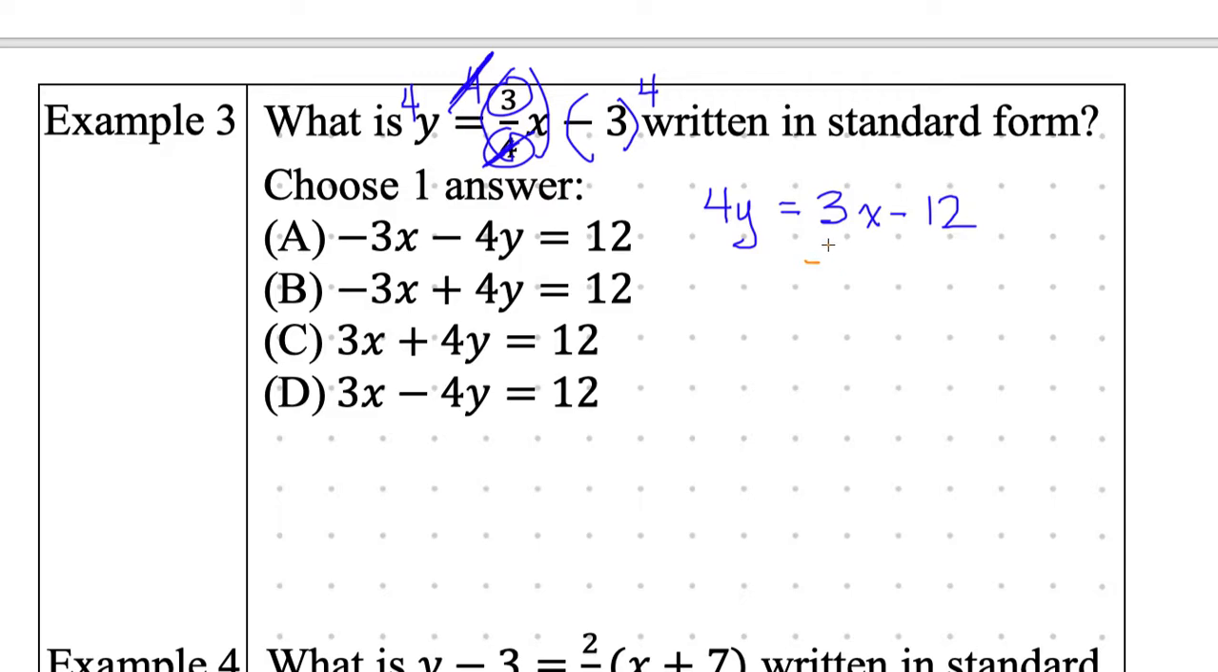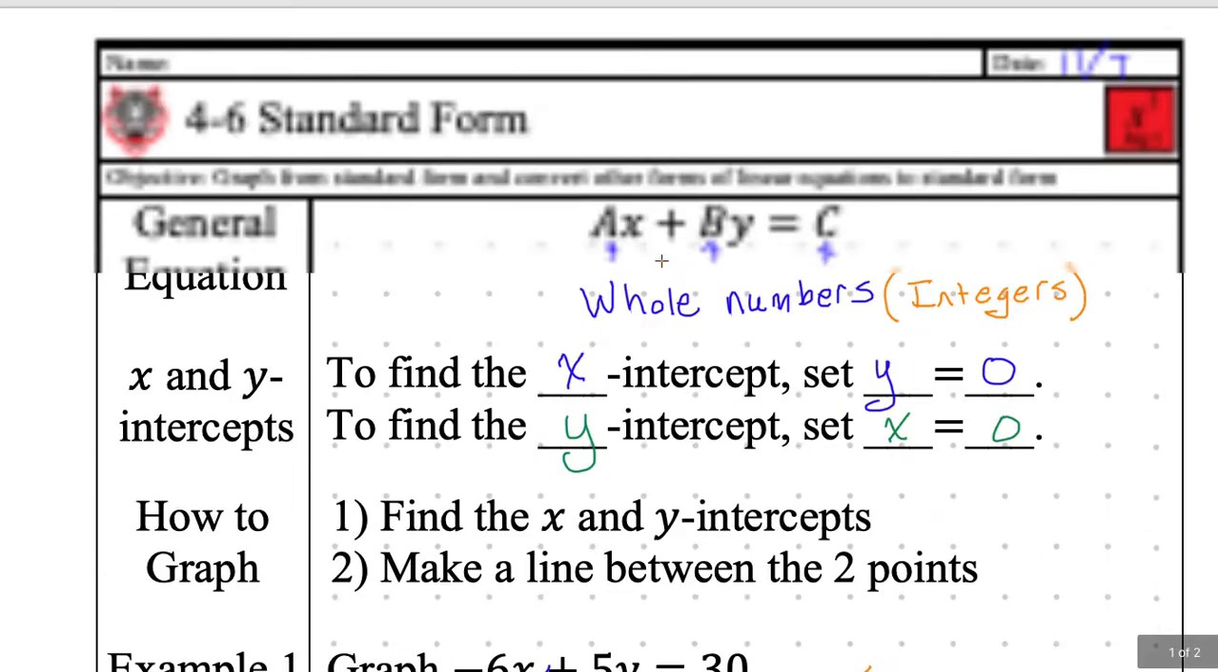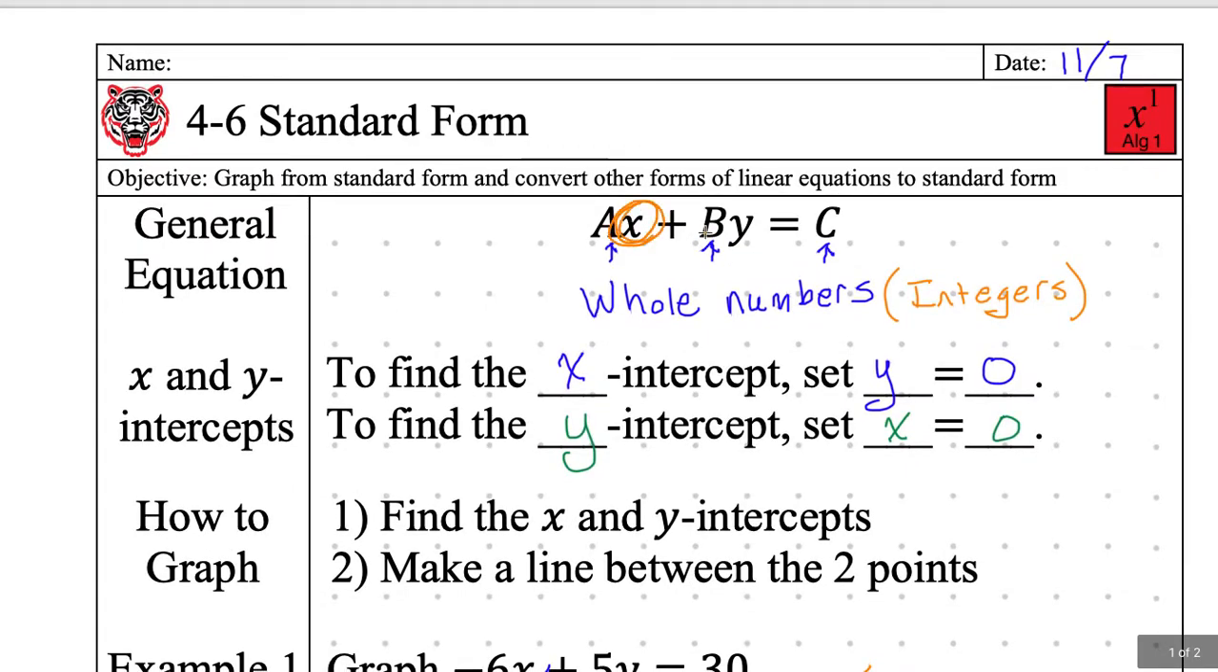Yeah. Why do you need 3x on the other side? So in order to get to this general form, the x has to be on the left-hand side, the y has to be on the left-hand side, and then the number, the constant term, should be on the right-hand side. Yeah, good question.